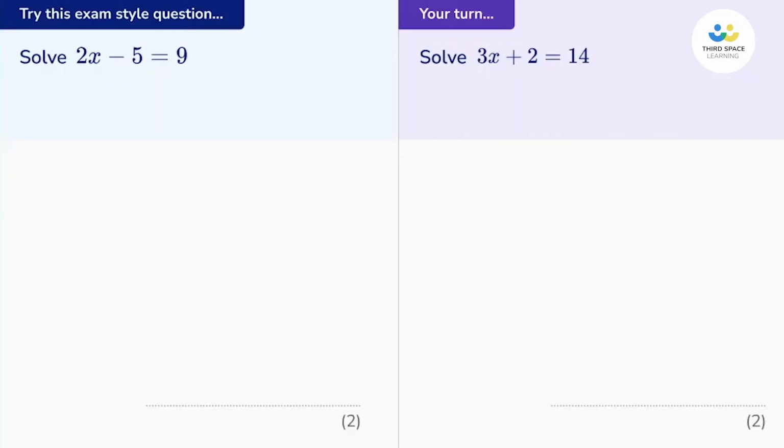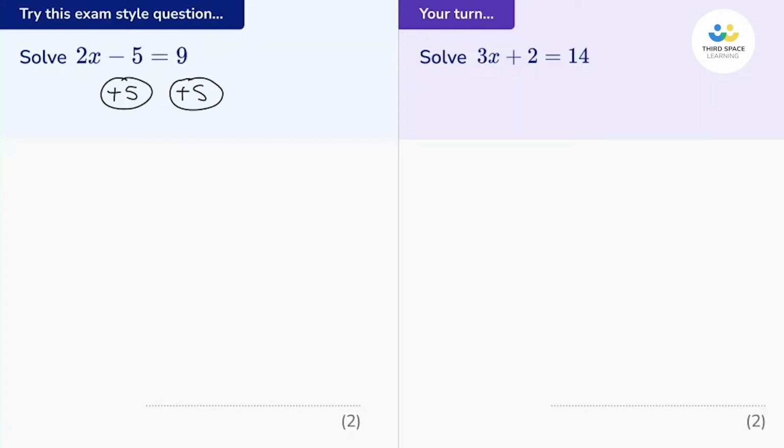Let's look at this exam question. It says, solve 2x take away 5 equals 9. So this means 2 lots of some number, subtract 5 is 9. So let's solve this by working backwards. So let's start with this negative 5. The opposite of taking away 5 is adding 5. So what we'll do is add 5 to both sides of the equal sign.